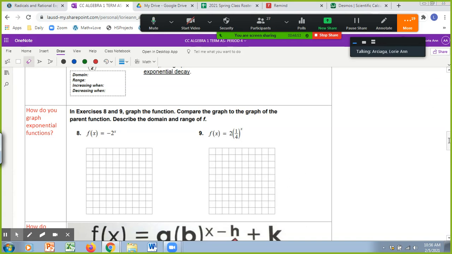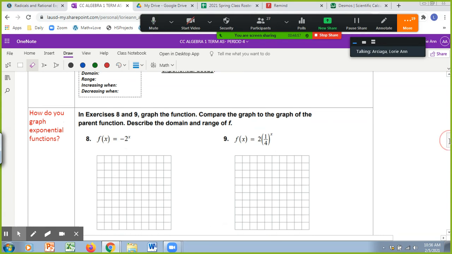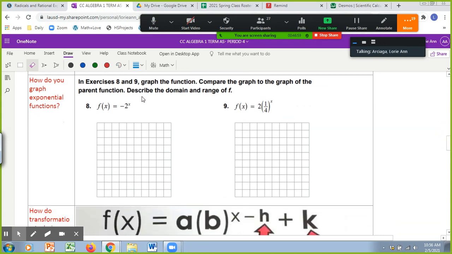So let's practice what we just learned so we don't forget. Let's go here. All right. In exercises 8 and 9, we're going to graph the function. So first, let's make a table so we don't get confused when graphing. This is x, and this is y. And look at your function right here.